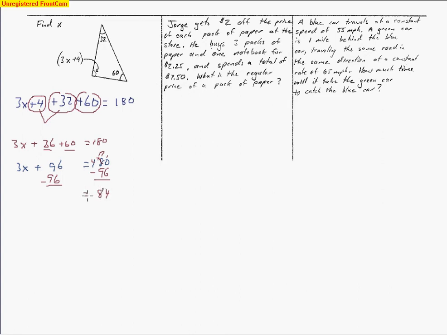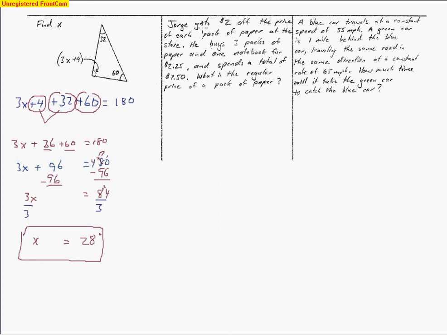So 84 equals 3x. Now the rule with dividing by 3 is if the sum of the digits adds to make a number 3 goes into, then you can divide by 3. So 3 goes into 8 two times with 2 left over. 3 goes into 24 8 times, so 28. 28 degrees, we'll even put a unit there, is the solution.